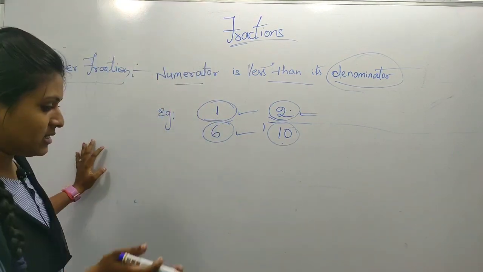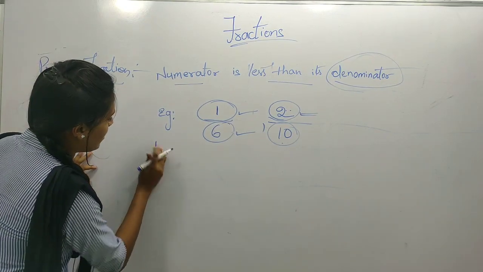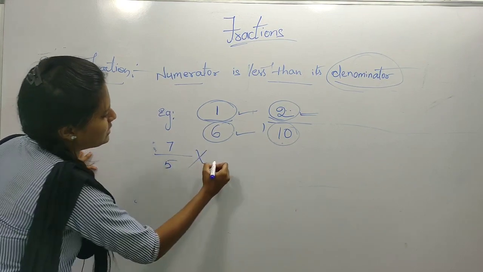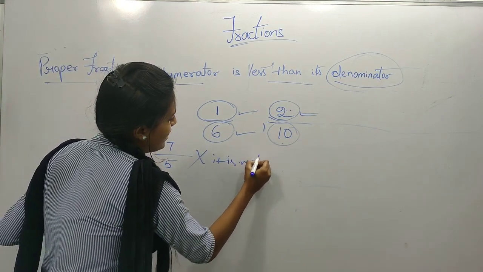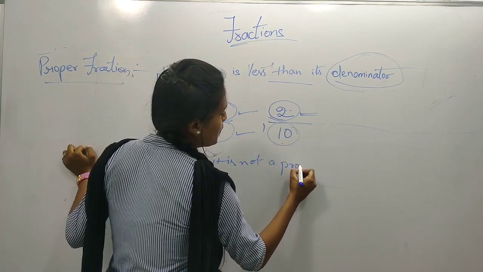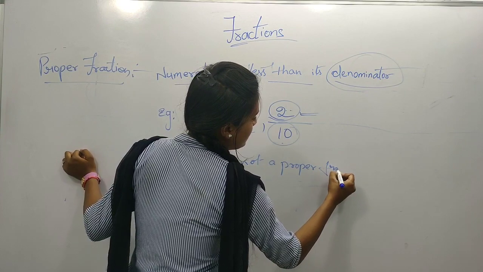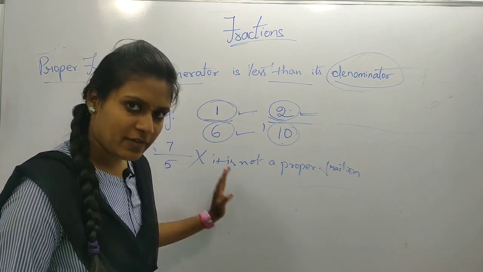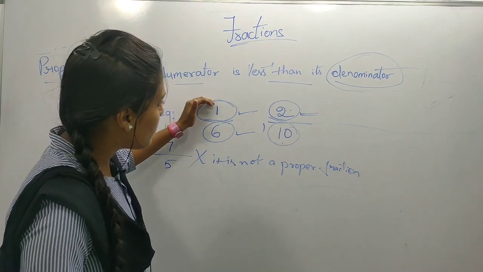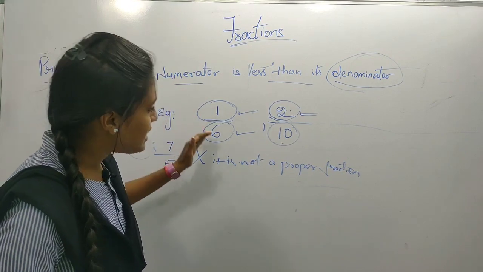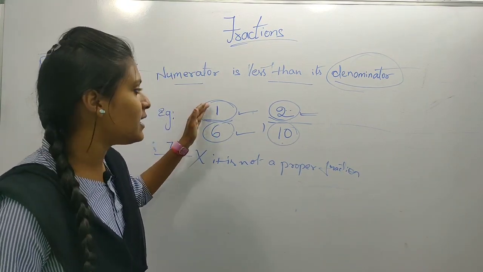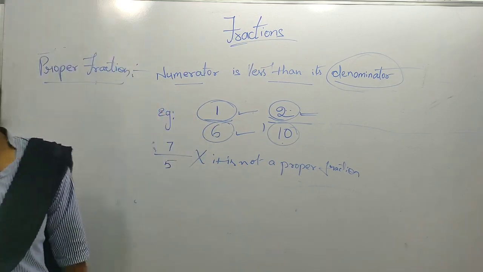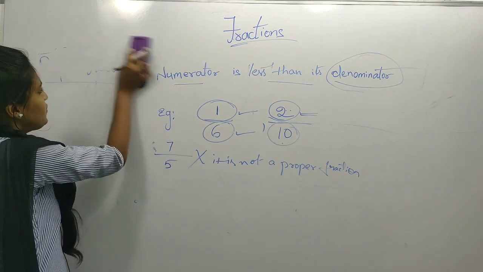Otherwise, by mistake, you may take numerator 7 and denominator 5, which will be wrong. It is not a proper fraction. Keep that in mind. How can you identify a proper fraction? You can identify it by looking at the numerator. Is the numerator less than its denominator or not? If the numerator is less than its denominator, then it is called a proper fraction. Okay, next, go to the next fraction.